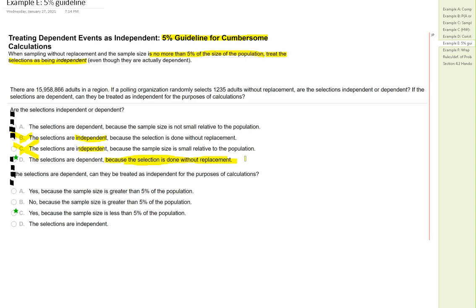How about the next one? The selections are dependent. Can they be treated as independent for the purposes of the calculation? That's a good question. Can they be treated as independent even though we know it's dependent? Yes, because the sample size is less than 5% of the population. Our sample size was 1,235 adults. The population size was almost 16 million. So the answer is yes, you can. All right, looking good on that one.